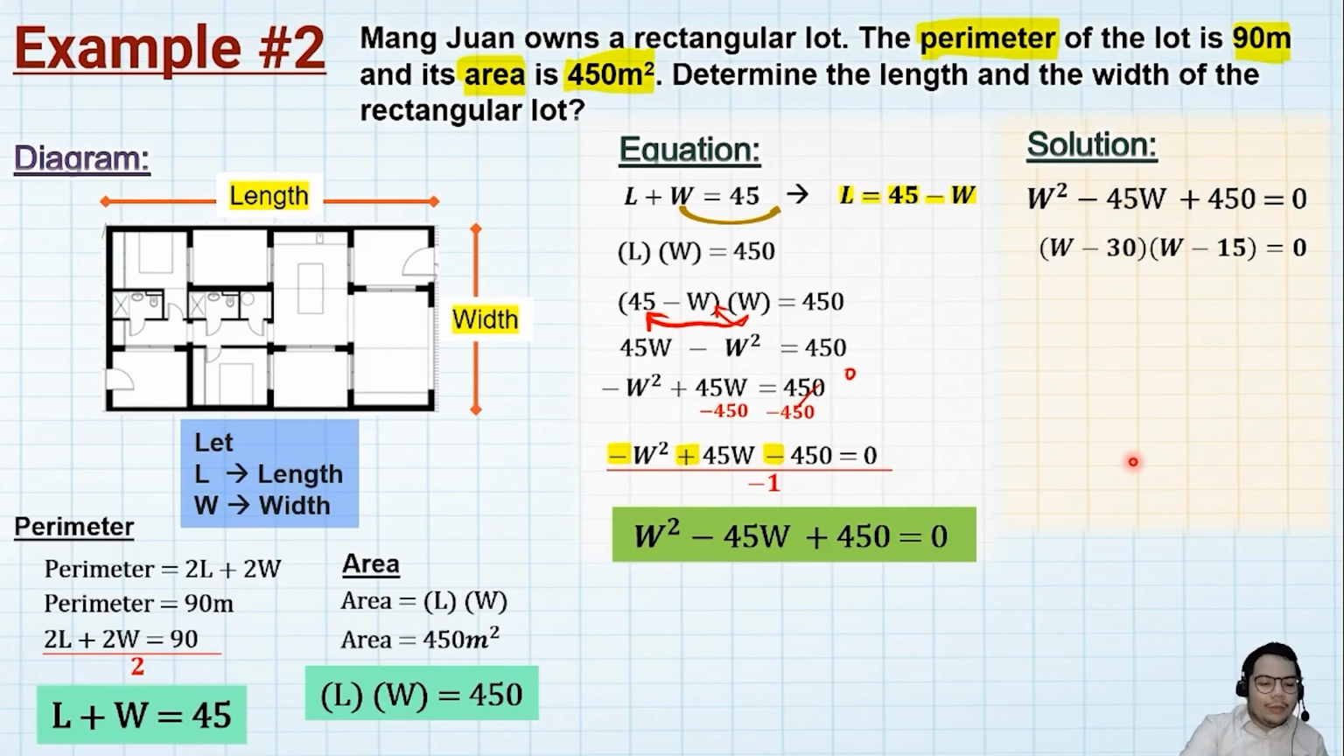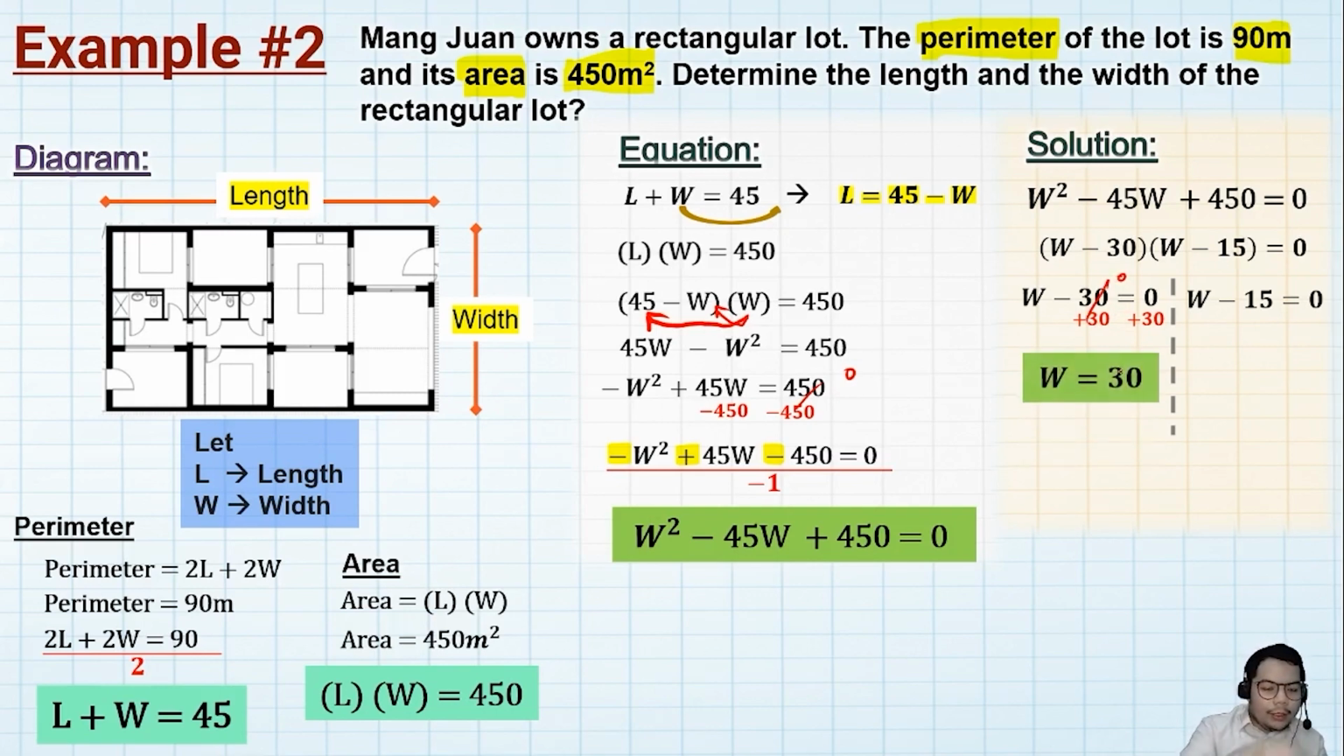So, from that, we can already divide this into two equations using the zero product property. We equate w minus 30 is equal to 0 and w minus 15 is also equal to 0. So, solve muna natin to na sa left side. We can add 30 to both sides, making this equal to 0. So, our equation will now have an answer or the root that is equal to 30. So, w is equal to 30.